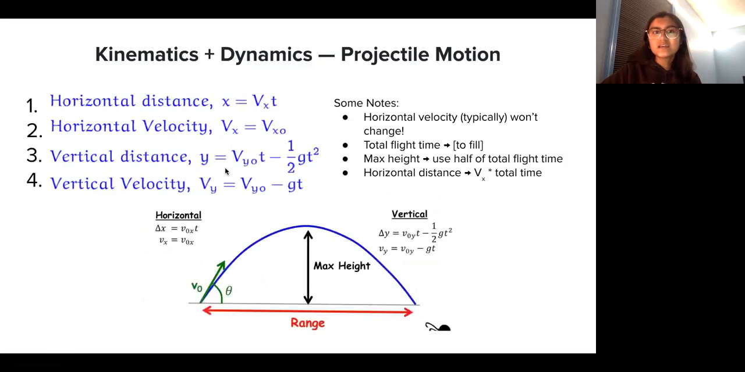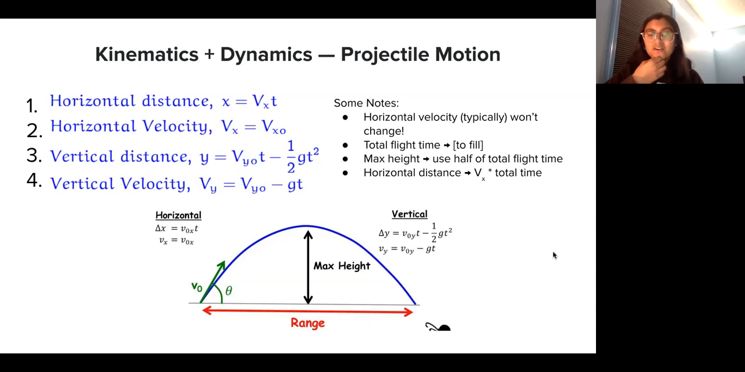Projectile motion is also a topic that will show up. You'll have some object following a parabolic trajectory. Some questions they might ask are, what's the max height of it? What's the total distance it travels? What's the total time it travels? Here are some shortcut equations, or some notes that I have as well.